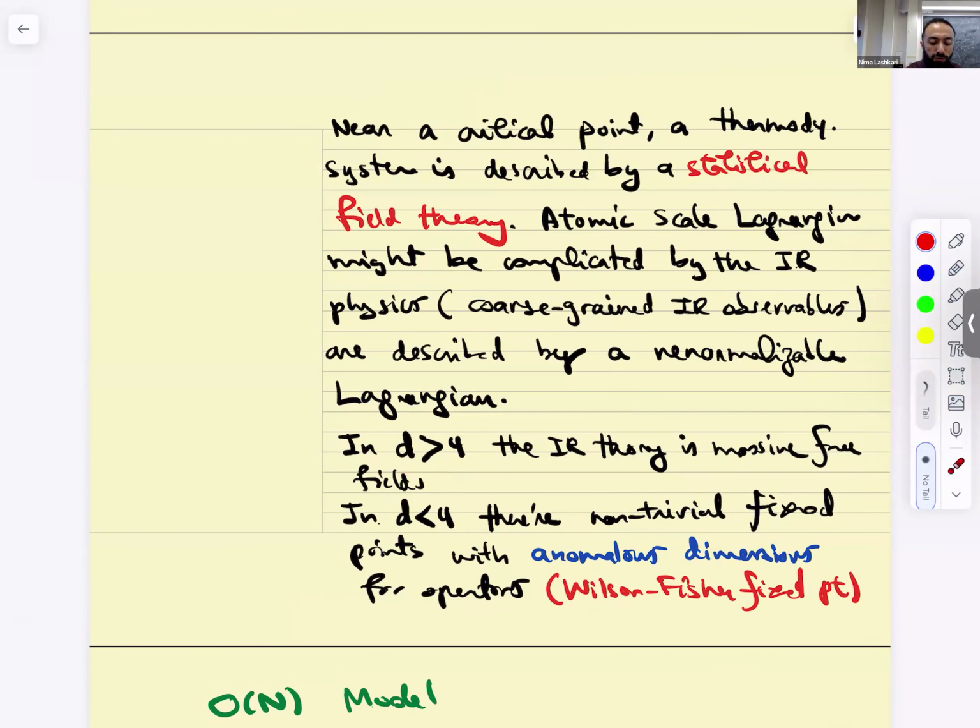In D larger than 4, the IR theory is massive free fields, so we're never going to end up with anything interesting. In D less than 4, people had observed these universal exponents. In particular, they had these anomalous dimensions, and they talked about this critical, scale invariant theory that's called the Wilson-Fisher fixed point. So today we're going to explain that.